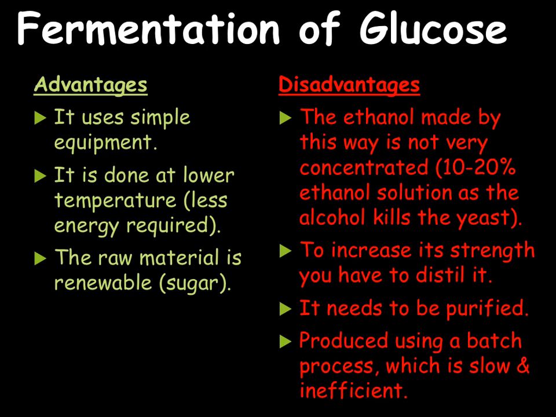Another argument against the fermentation of glucose is that you have to grow your raw material. If you're growing your raw material in order to produce bioethanol, you are not growing food in that area. So if you had very limited fertile land, that could pose a problem.